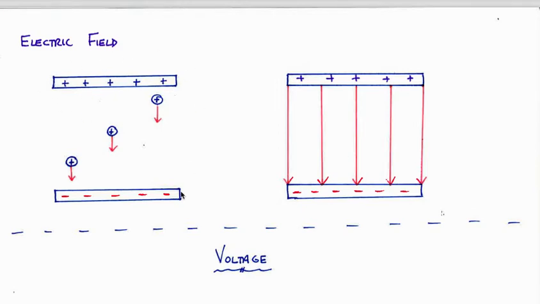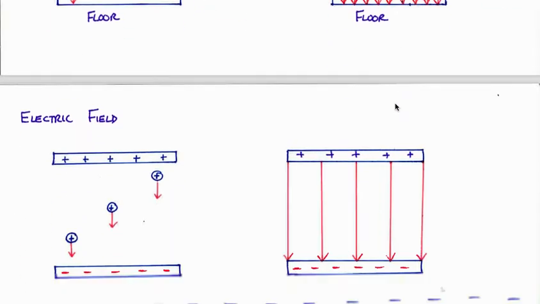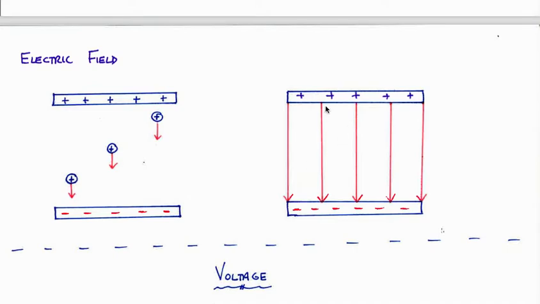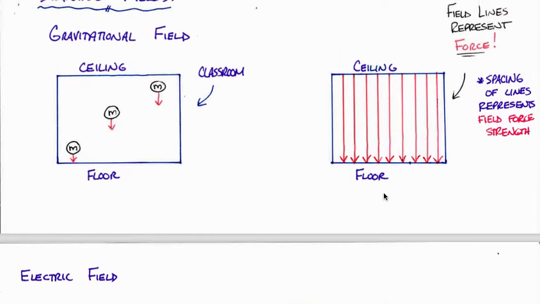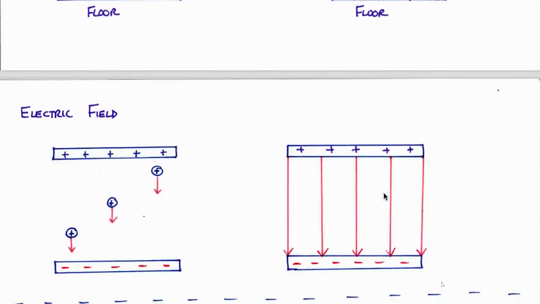And because this is a parallel plate arrangement, we get a uniform field. All that means is the spacing between these lines is going to be even. Because just like in this classroom, it doesn't matter where you go in this classroom, you'll weigh the same. Between two parallel plates, wherever you go, you will experience the same force. So hopefully at this point you understand the basic idea behind drawing these fields, and the fact that a field force is a force that can act over space.